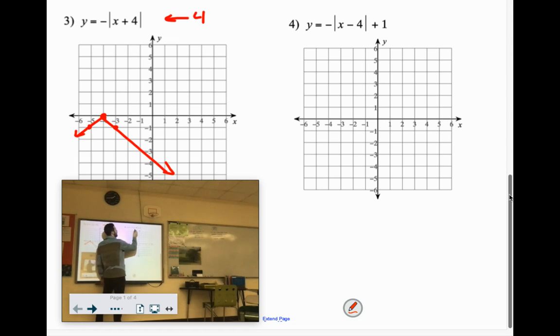So this one has the minus 4 in the middle, so that would shift it right 4. The plus 1 at the end would shift it up 1. So go right 4, up 1. We have a negative out in front. It's like a -1 slope in both directions. So down 1 over 1, down 1 over 1. We can keep that going.